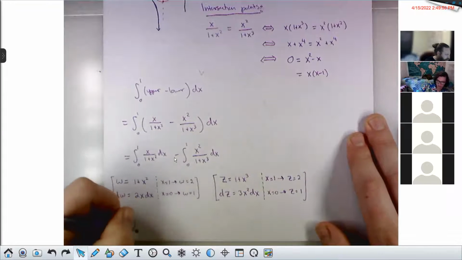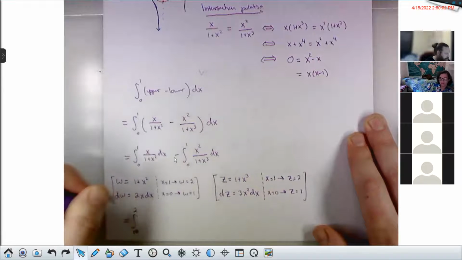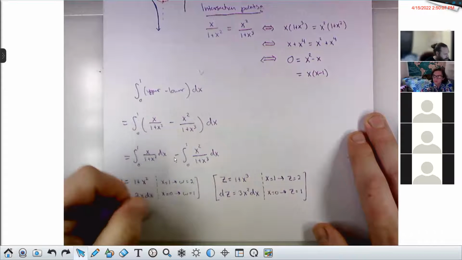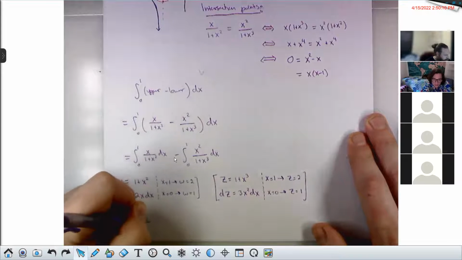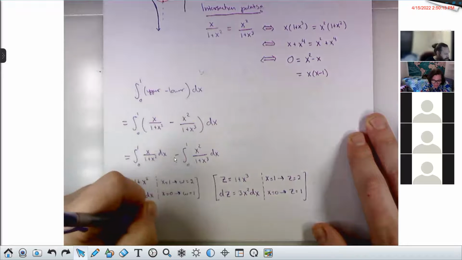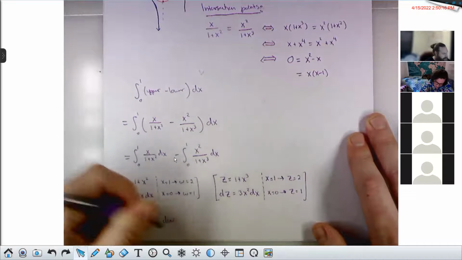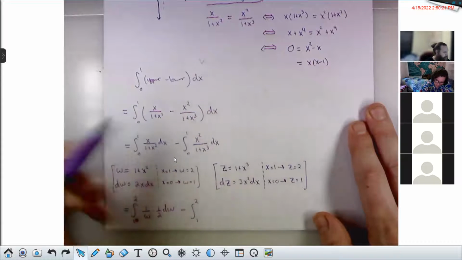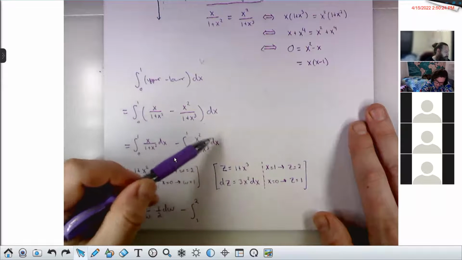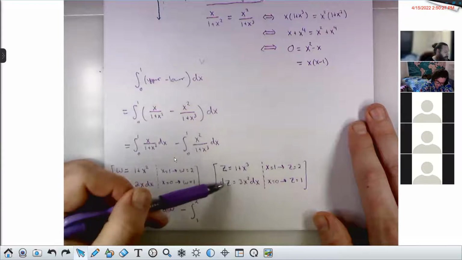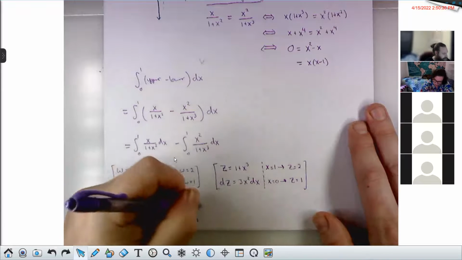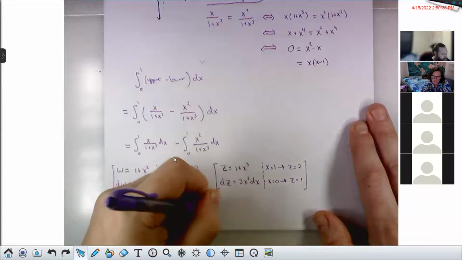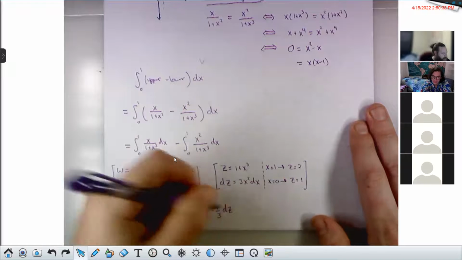So we're going to have the integral from 1 to 2. And this first one is going to go from 1 to 2. x dx is 1/2 dw, and 1 over 1 plus x squared is going to be 1 over w. So this is 1 over w times 1/2 dw, and then minus the integral from 1 to 2. x squared dx is going to be 1/3 dz, right? And then the 1 over 1 plus x cubed is going to be 1 over z. So I have 1 over z times 1/3 dz.